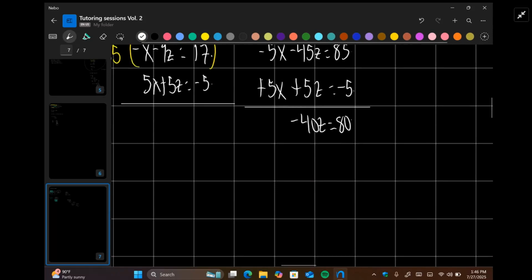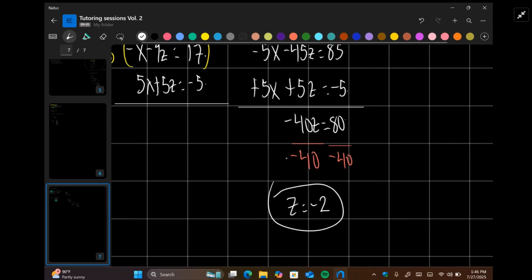We're going to divide by -40 on both sides, and then z equals -2. That is one of the solutions.